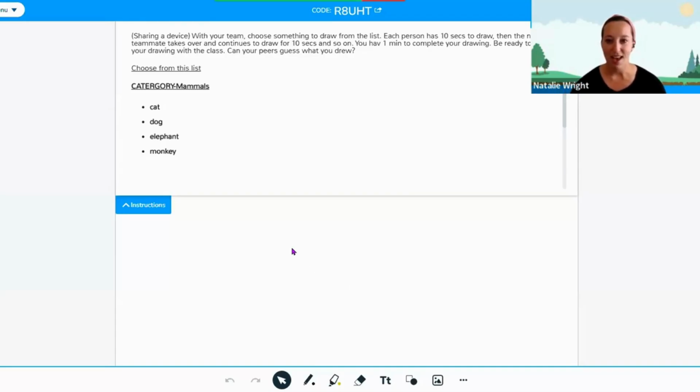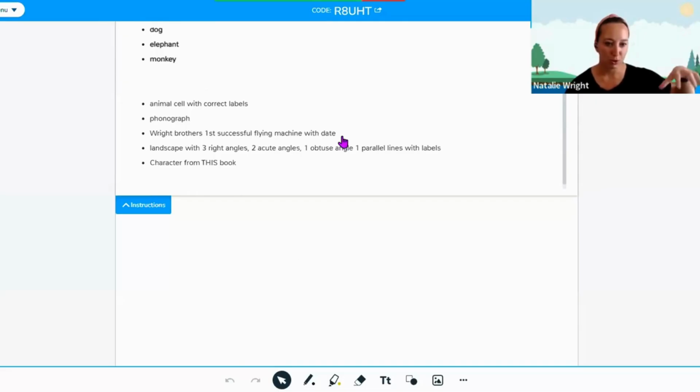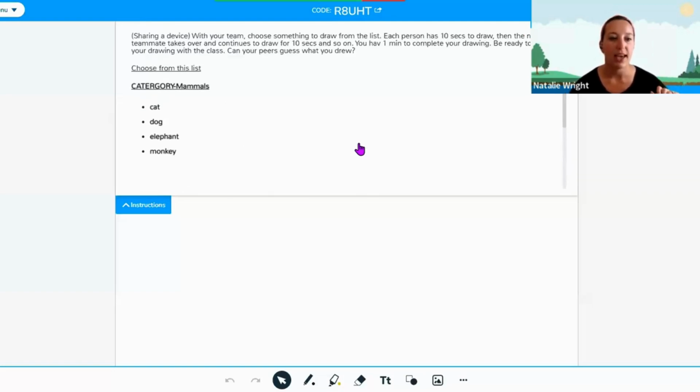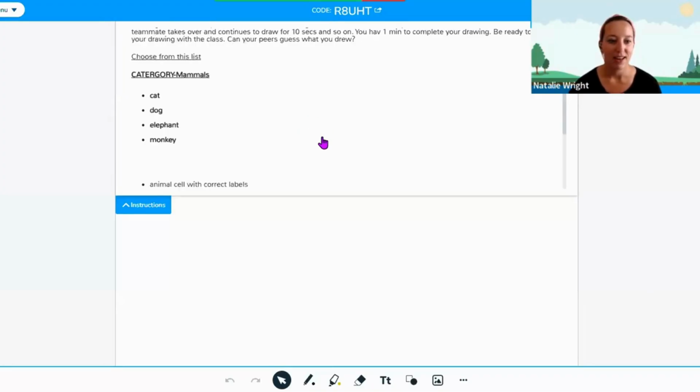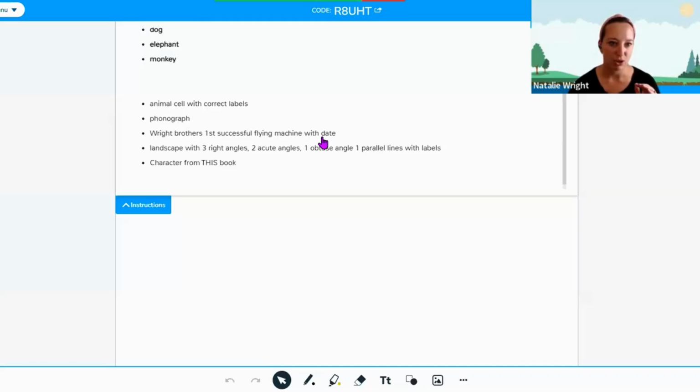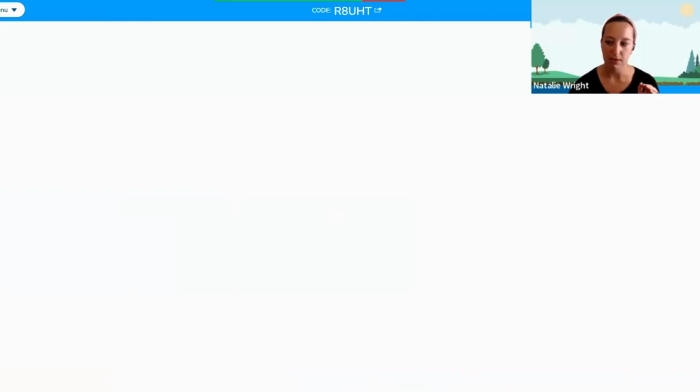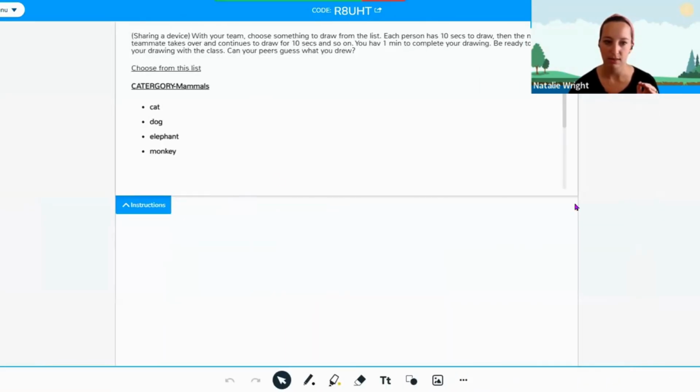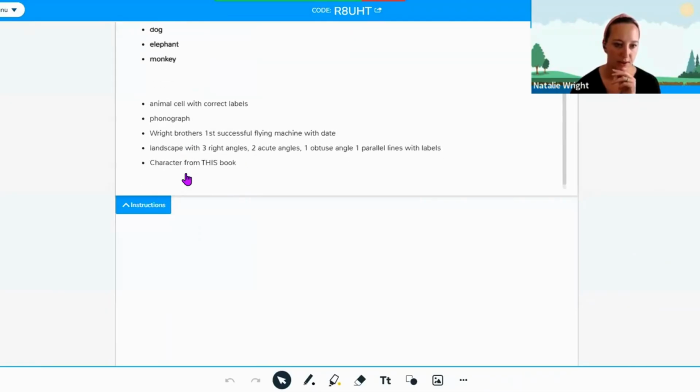So how can we do this? Maybe I have groups of students and one device, totally fine. A group of 5 students, and your category is something that you are teaching them. So my category is mammals. Maybe we're learning about mammals, and I just have a couple there. If you scroll down in that instruction tab, let me restart it so you can see. There we are. You might see the instructions now.